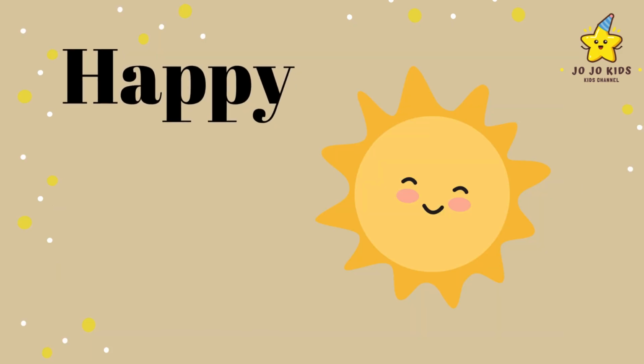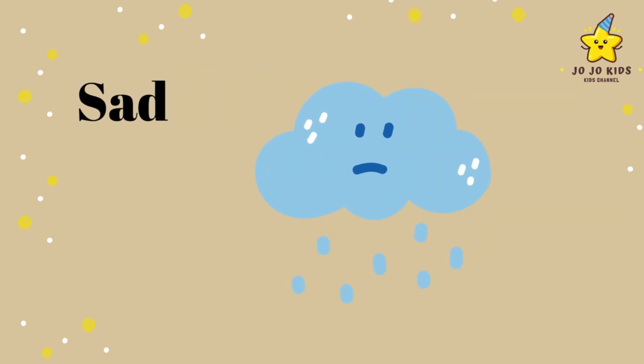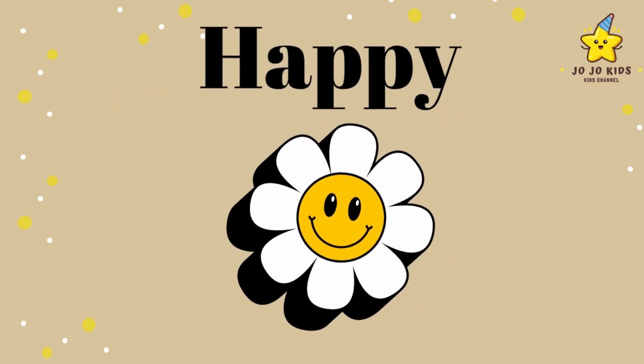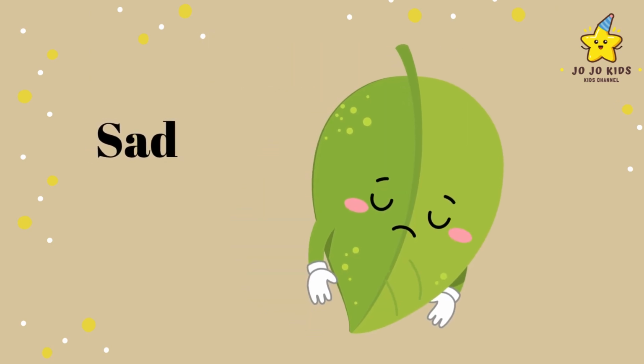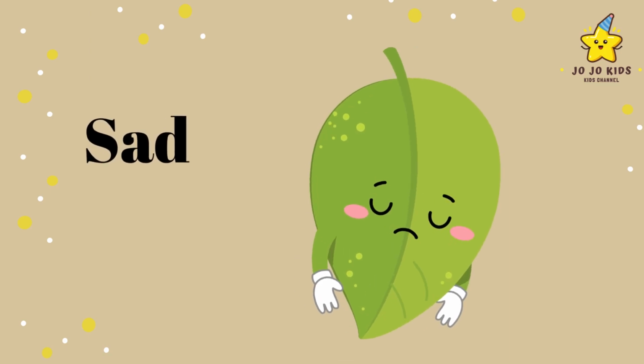The sun is happy. Happy. But the clouds are sad. Sad. The flower is happy. The leaf is sad. Sad.